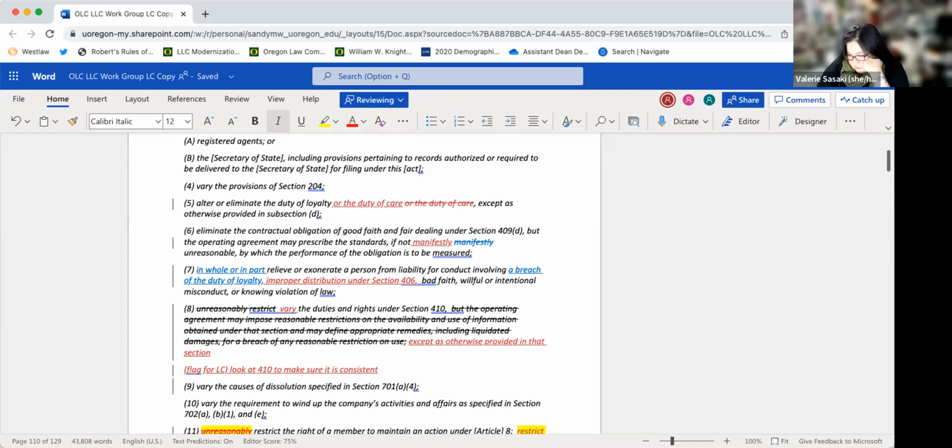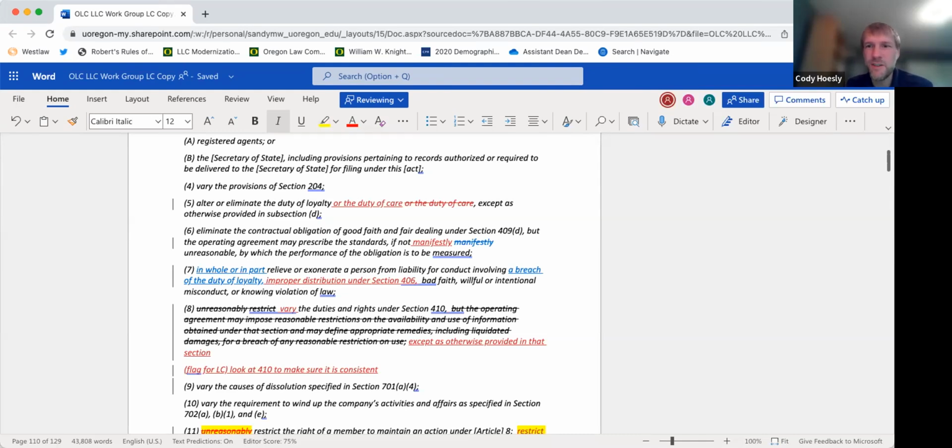I don't think that's an issue, because I think we've got the restriction on photocopying costs or duplication. No, that restriction is in the statute. If you allow the operating agreement or the LLC to impose reasonable restrictions beyond what the statute says, then you can charge whatever a court would deem reasonable. The statute goes out the window and you do what you want in the operating agreement. You can completely rewrite this section.